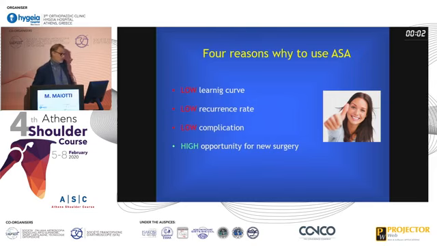And so, why should we do ASA? This is our opinion. Low learning curve, low recurrence rate when the indication is good, low complications, I could see no complication, and a high opportunity for new surgery if there is a failure.